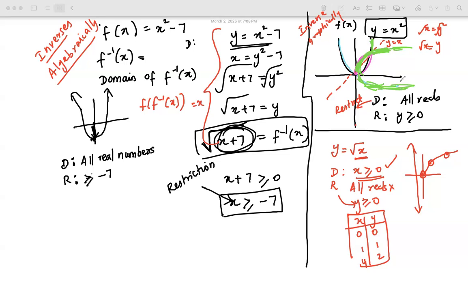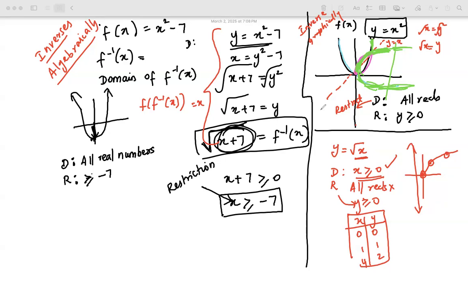Now f of x was a function. It passed the vertical line test. F inverse of x, is it passing the vertical line test? No, f inverse of x is no longer a function. See, vertical line test, there are 2 points on the graph. So f inverse of x doesn't pass the function test itself. It is not even a function. So f inverse of x, when you graph it, is not even a function.